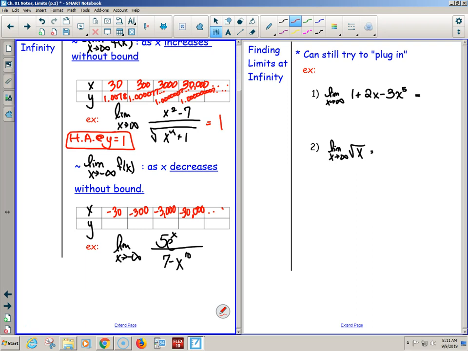Did anybody plug in negatives? Is it still approaching 1? Yeah. Good. Okay, so this one happens to have a horizontal asymptote. Whether you go the positive infinity direction or the negative infinity direction, you are going to be approaching 1.